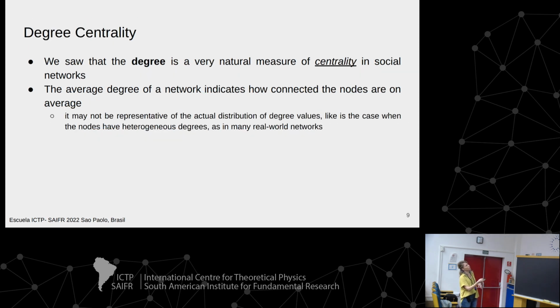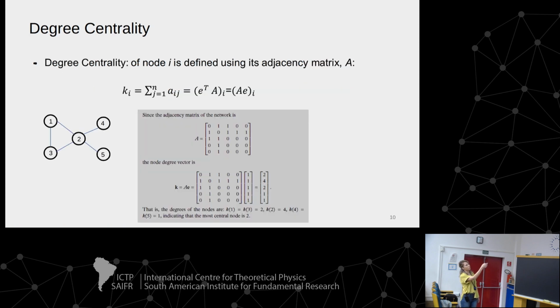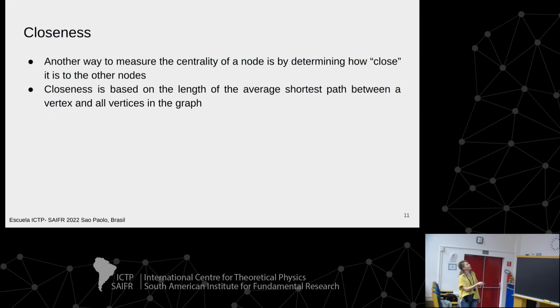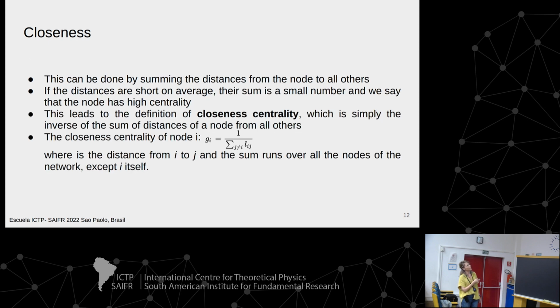So for example, the degree centrality, in social networks, is a very natural measure. How many connected nodes are there on average? This is nothing more than what we usually do, just the connectivity. So this is the mathematical representation. Another mathematical representation is how we calculate the average degree, or degree centrality, of each node. And then the closeness is how close a node is to the other nodes. As I said, closeness is based on the length of the average shortest path between the vertex and all the other nodes. So, how do I do it?